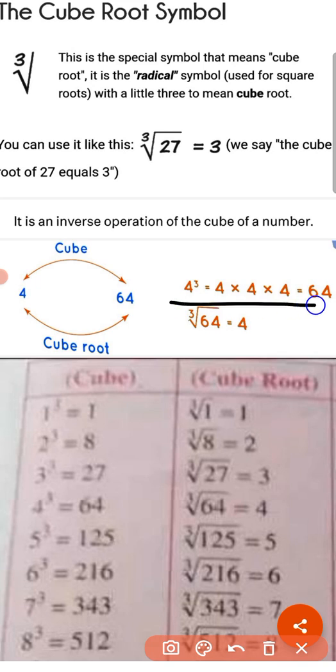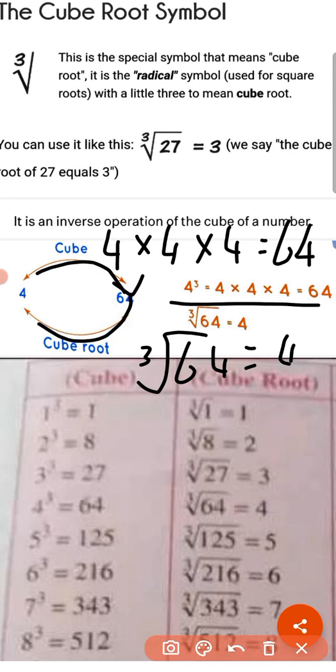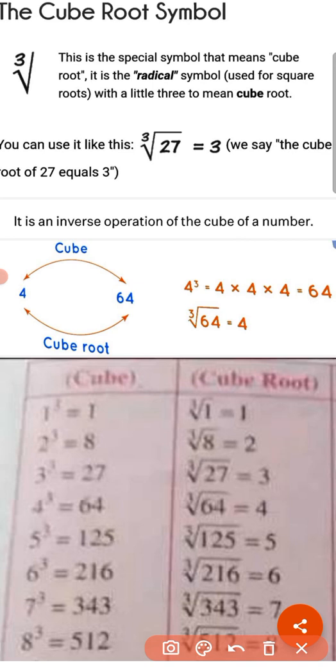That is 4 cubed, that is 4 into 4 into 4, is equal to 64. We can say that cube root of 64 is equal to 4. Okay. 4 cubed is equal to 64 and cube root of 64 is 4. That is, the cube root is an inverse operation of the cube of a number. Inverse operation means opposite operation.